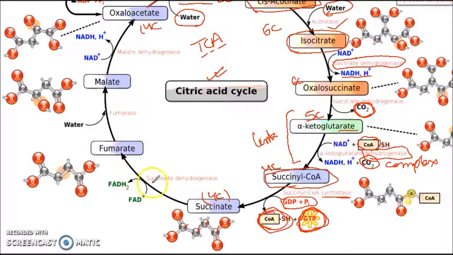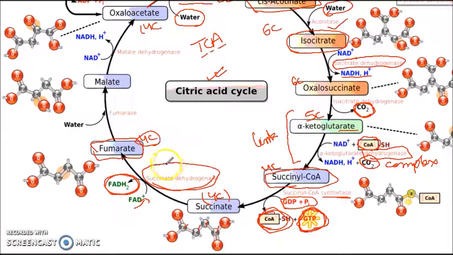This 4 carbon compound undergoes a dehydrogenase reaction in the presence of the enzyme succinate dehydrogenase, converting FAD to FADH2. Got it? This gives rise to fumarate, which is also a 4 carbon compound. Succinate dehydrogenase is the only enzyme found to be present in the inner mitochondrial membrane.